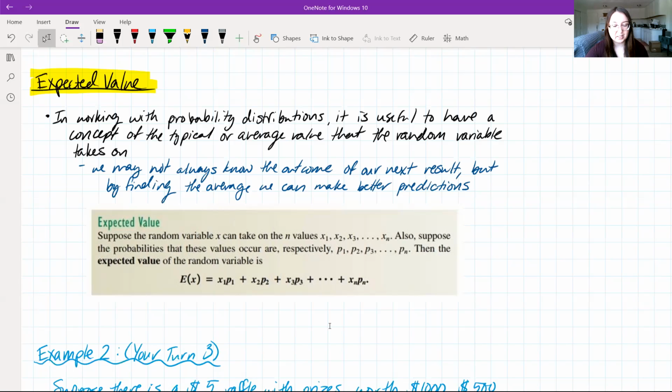So the definition that the book gives for the expected value: suppose the random variable x can take on the n values x sub 1, x sub 2, x sub 3, all the way to x sub n, so however many outcomes you have. Also, suppose the probabilities that these values occur are respectively p sub 1, p sub 2, p sub 3, all the way to p sub n. Then the expected value of the random variable, which we'll signify as E(x), is equal to x sub 1 times p sub 1 plus x sub 2 times p sub 2, and you go until you hit x sub n times p sub n.